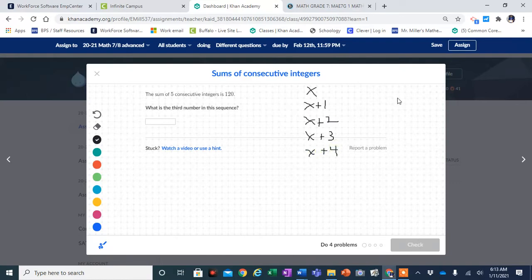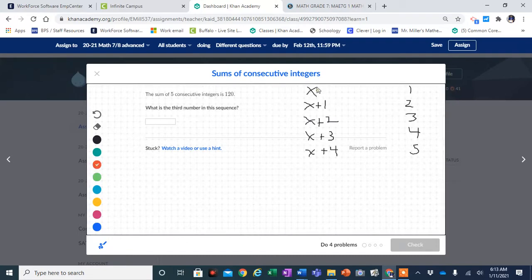For example, if x is 1, you would go up 1 to get to 2. To go up to the next number, you would add 2, because 1 plus 2 is 3. And then 1 plus 3 is 4, and 1 plus 4 is 5. And that's 5 consecutive numbers in a row.